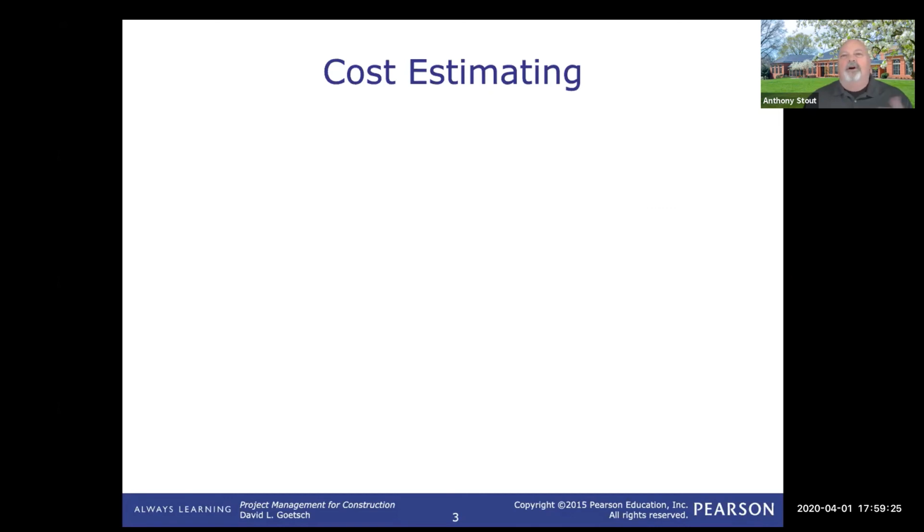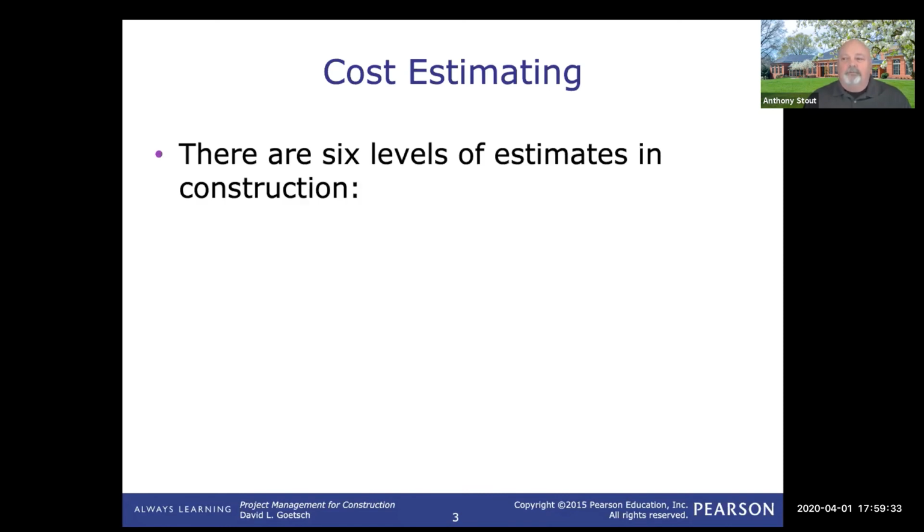Now, when we look at cost estimating, we're talking about 6 different levels in construction, and they go from just a general thumbnail sketch, a rough order of magnitude. That's where you may ask a builder, how much would it cost to build a 2,000 square foot home with 3 bedrooms and 2 baths?